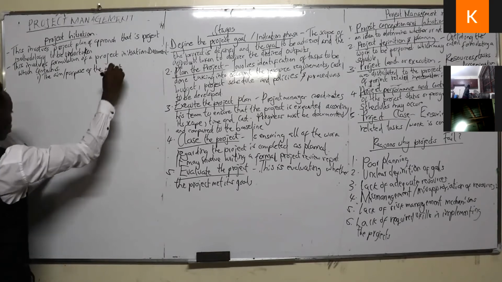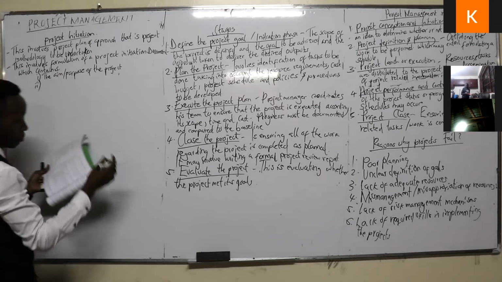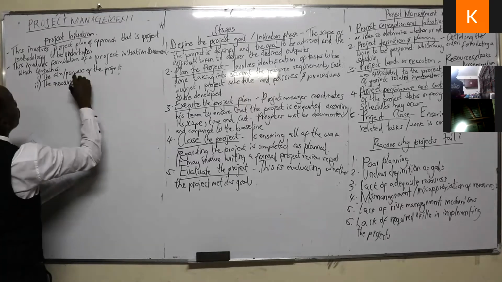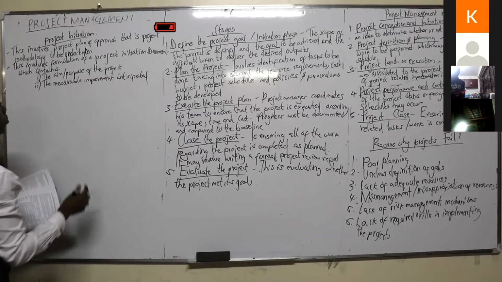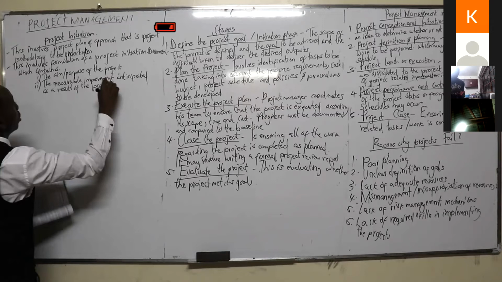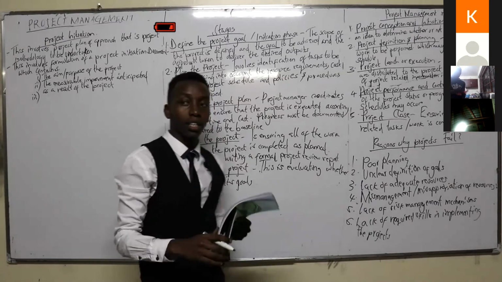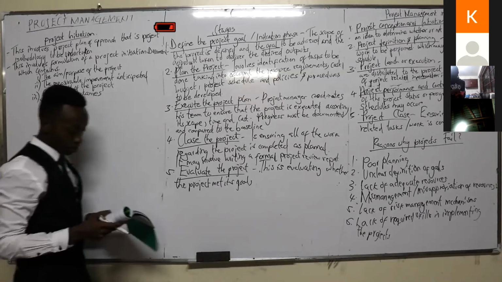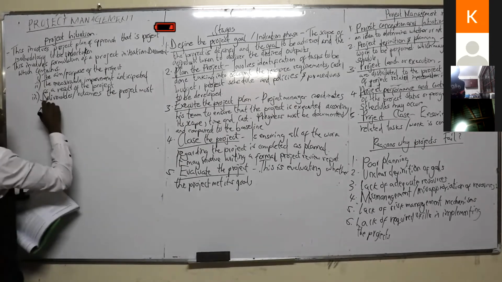alongside also the benefits that we hope to get from this project if we implement it. So the measurable improvement anticipated from the project as a result of the project. And then also, another content of this project initiation document is what is to be expected to be delivered, or the deliverables or outcomes that the project must deliver. So that is also another content that should be included there.